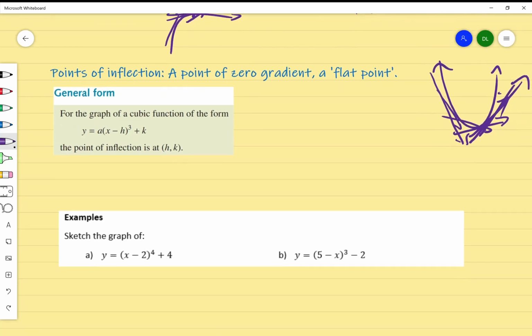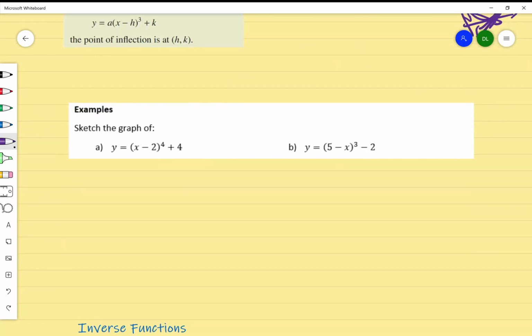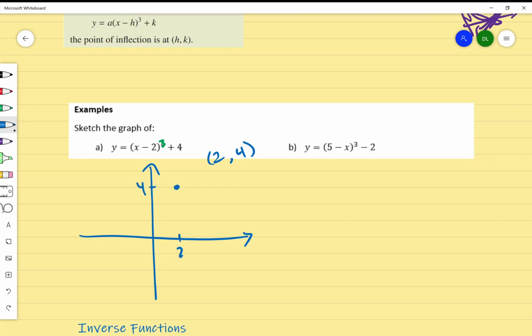Over here, I've got y equals x, bracket x minus 2, to the power of 4. Oh, shoot, that should be 3. My apologies. There we go. So y equals (x minus 2) to the power of 3, plus 4. So I'm going to go ahead and draw my axes. Where's my turning point, quote unquote turning point? (2, 4). So that's going to be where my point of inflection is. So (2, 4), let's say, is over here. That's my point of inflection.